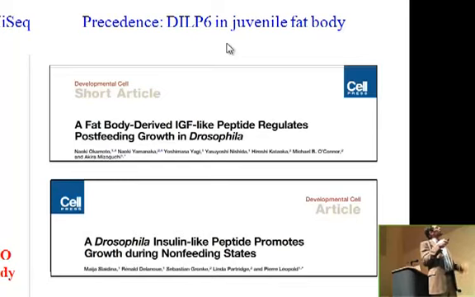We went by precedence. So I've told you that insulin is produced in the brain of adult flies. But in larvae, most of it's produced in the brain. Turns out, though, that one of the insulins, called DILP6, is produced in fat body. So these two papers showed that. And they also showed that FOXO binds to, and here's the binding sites in DILP6. So it's a very nice molecular mechanism that FOXO is activating DILP6 in larval fat body.